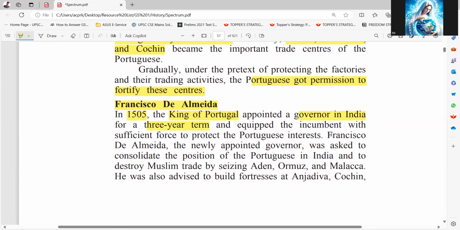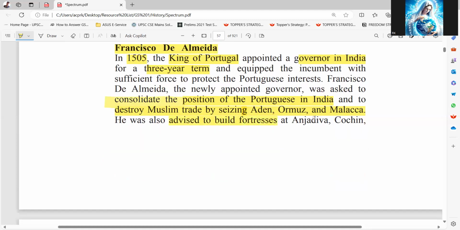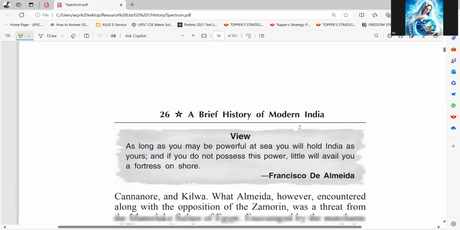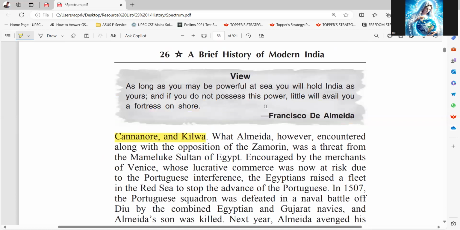Francisco de Almeida, the newly appointed governor, was asked to consolidate the position of the Portuguese in India and destroy Muslim trade by seizing Aden, Ormuz, and Malacca. He was also advised to build fortresses at Anjadiva, Cochin, Kannur, and Kilwa.